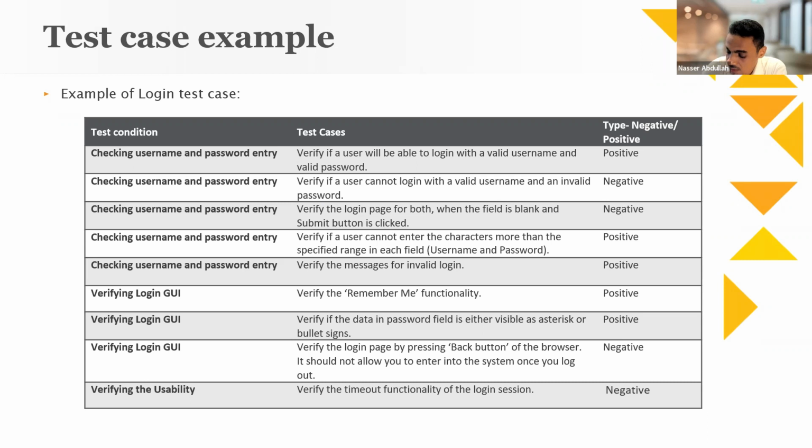Also under that test condition, verify the login page for when the fields are blank. For example, we are still in the first test condition. We want to verify what happens if it is blank. I mean, I leave the username and the password empty, and I just click login. So all of this is under the username and password entry. Here are some examples of the first test condition.